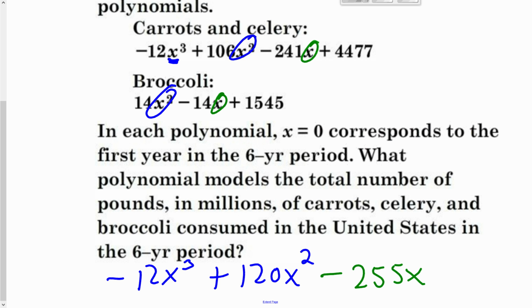And now these are both constants, right? So we can add those: 4477 plus 1545. Do it on a calculator. 16, and it's positive, so we put plus 6022. All right, so there's that.